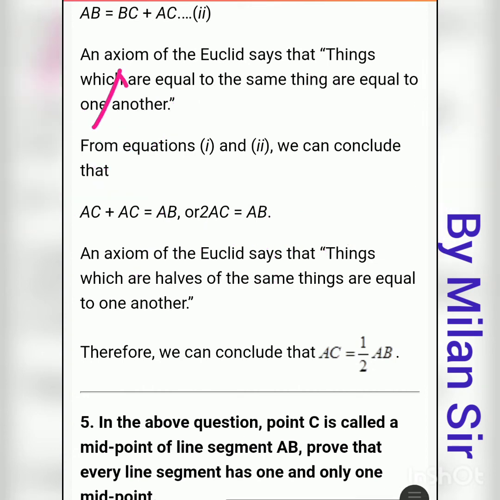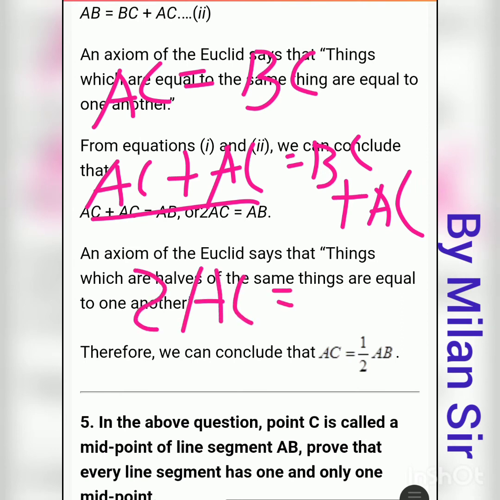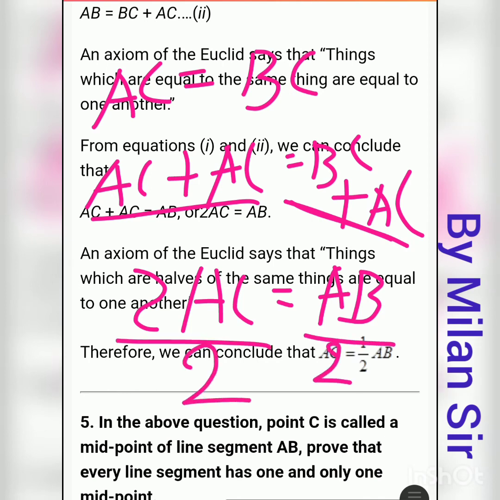So first of all, AC is equal to BC is given to you. On both sides we can add equals, so here 2AC, and by coinciding we can write AB. Now on both sides we can divide by 2, so 2 cancels, and AC is equal to half of AB.